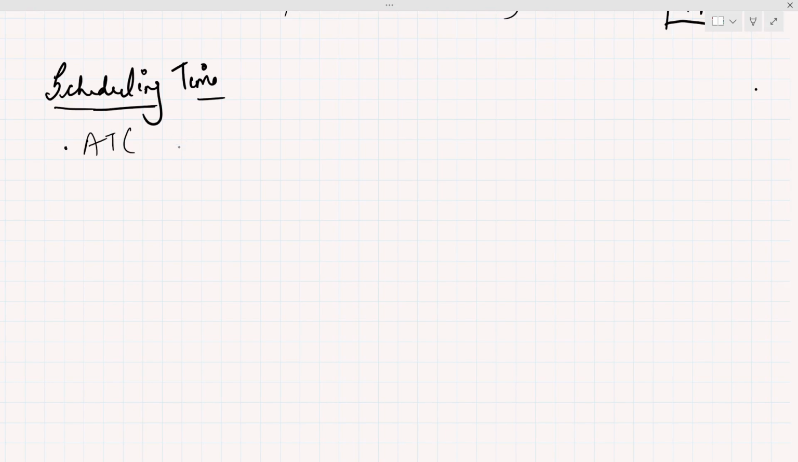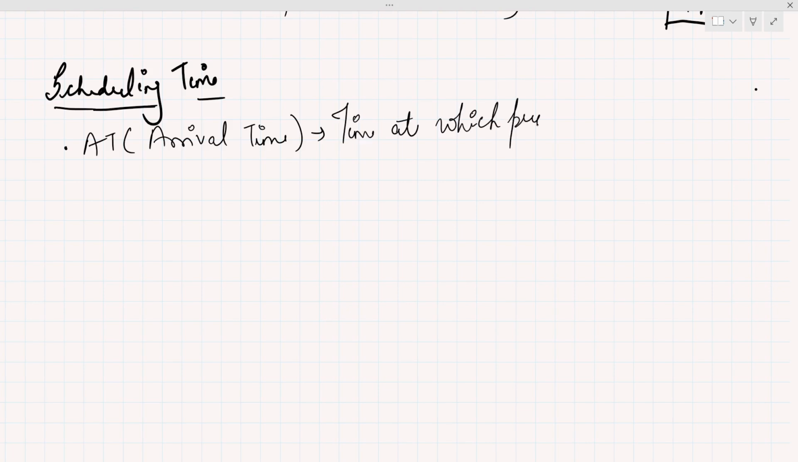Now what does that mean? That means arrival time. Arrival time is basically the time at which the process arrives. Arrival time means the time at which the process has arrived. Okay, so this is what an arrival time is.